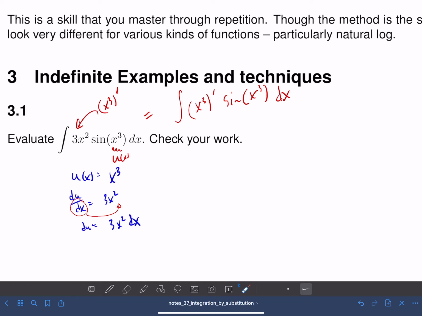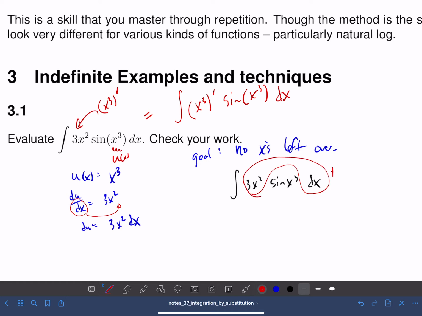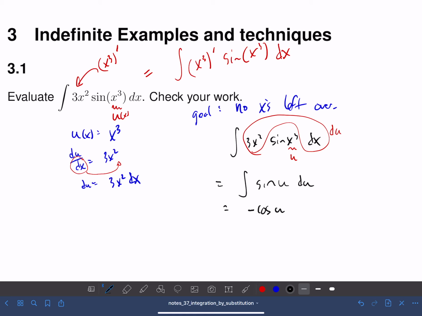Okay, so now we want to identify where in the problem this is, and then everything inside of this expression should turn into something having to do with u, and there should be no x's left over. So the goal: no x's left over. I have the integral of 3x squared sine of x cubed dx. This part right here is our friend du. That x cubed right there is u. So this is equal to the integral of sine of u du. So much easier. I totally know how to integrate this. Well, that's equal to minus cosine of u plus some constant c, and then u is just equal to x cubed.